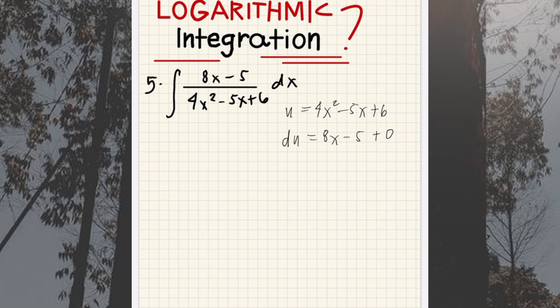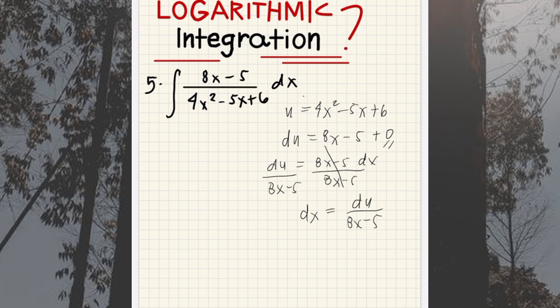Does this match the numerator? Yes, it's the same. So du is equal to 8x minus 5 dx. Divide both sides by 8x minus 5, and 8x minus 5 is cancelled. So dx is equal to du over 8x minus 5.